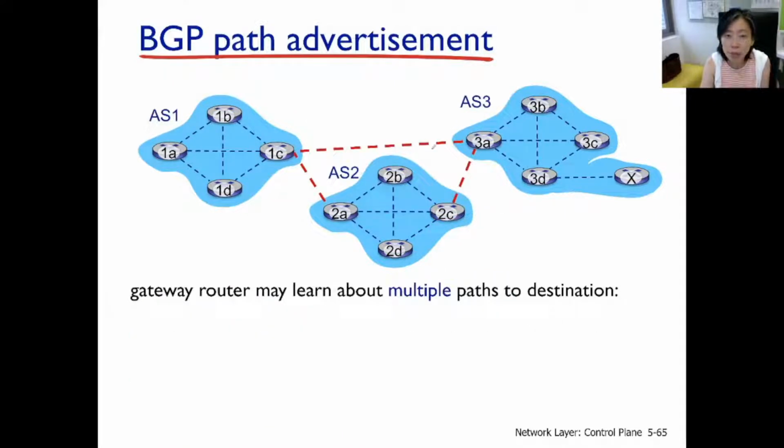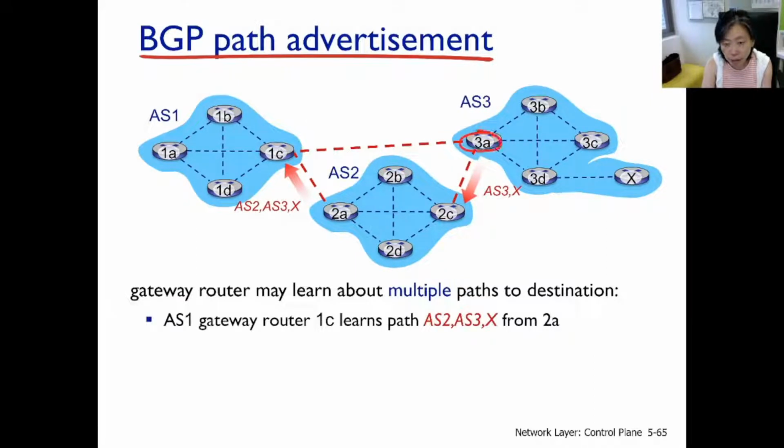The second example is a bit more realistic. 3A, the gateway router of AS3, might have multiple eBGP connections to the outside. In that case, a gateway router might learn multiple paths to a destination in AS3. So let's see. One of the paths is this: AS3's 3A sends AS3, X as an advertisement to 2C. 2C checks the import policy and therefore passes it on to all the routers internally.